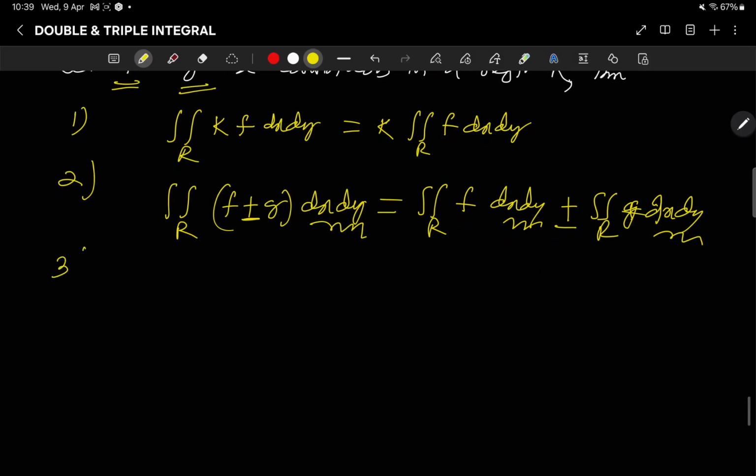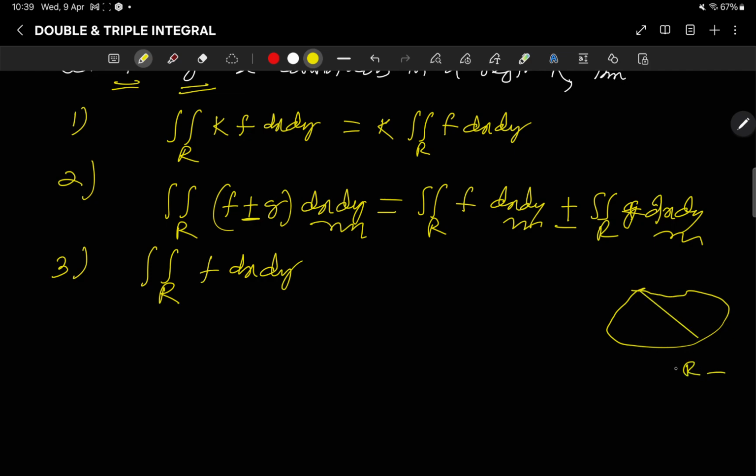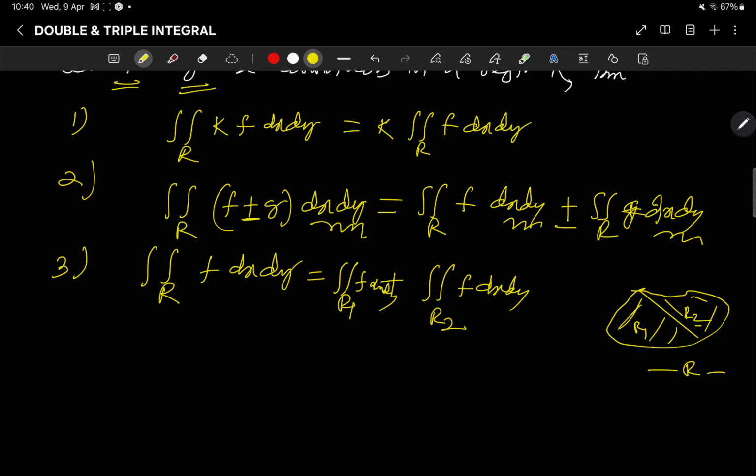Then coming to property number 3, suppose you are asked to evaluate the integral of f dx dy. Now suppose the region is split into two regions. This entire region is my R, this is my R1 region and this is my R2 region. Then it will be the integral over the R1 region plus the integral over the R2 region, of f dx dy.